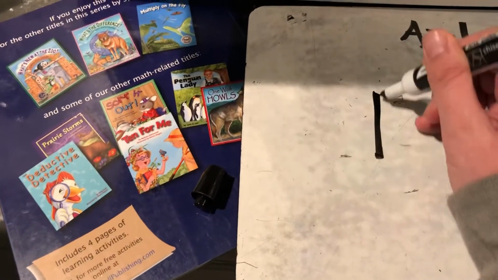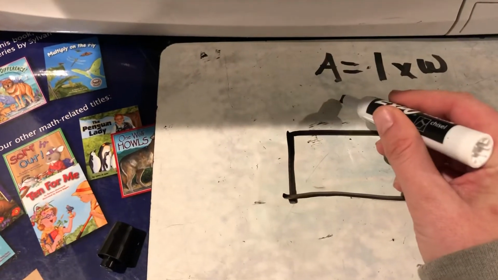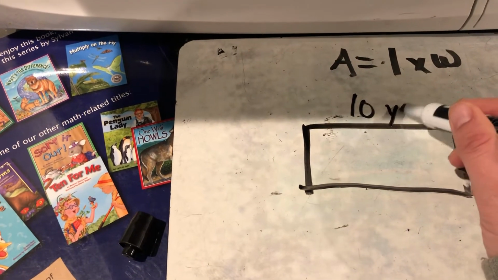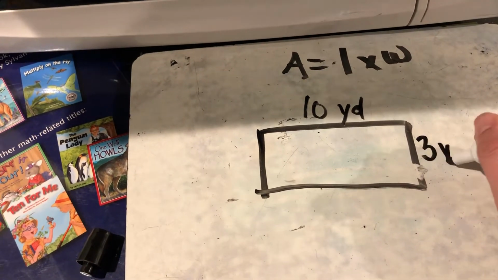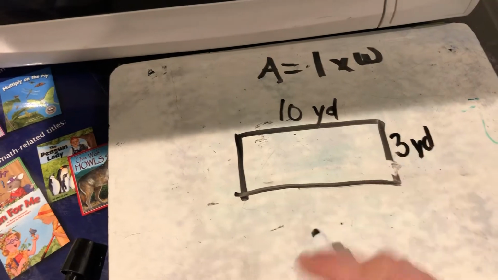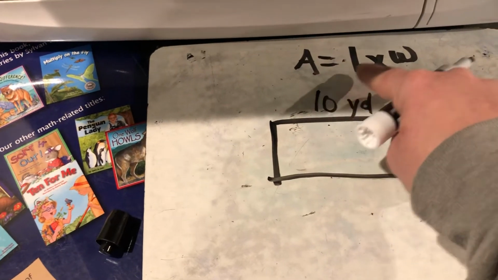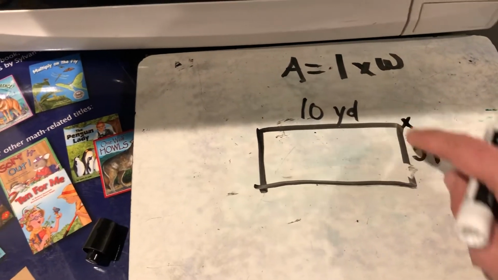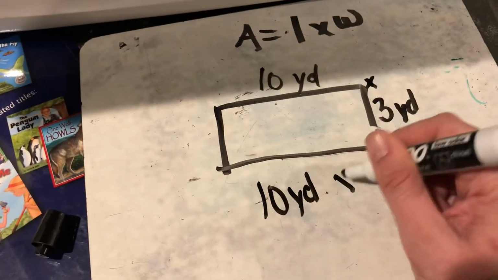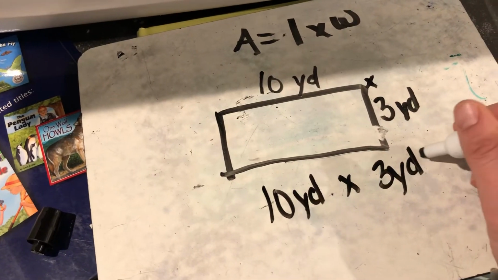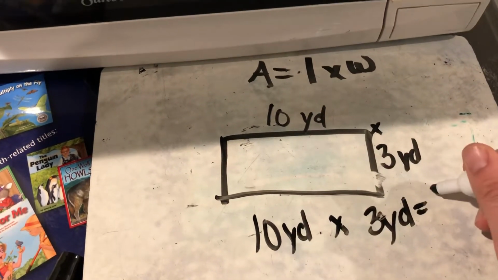Okay, let's draw another rectangle. And let's label this. This is going to be 10 yards. And this one's going to be 3 yards. Okay. I always put my multiplication symbol on the corner because then I remember area of a rectangle is length times width. Length is the long way, width is the wide. So 10 yards times 3 yards equals, well, count by tens 3 times. 10, 20, 30.